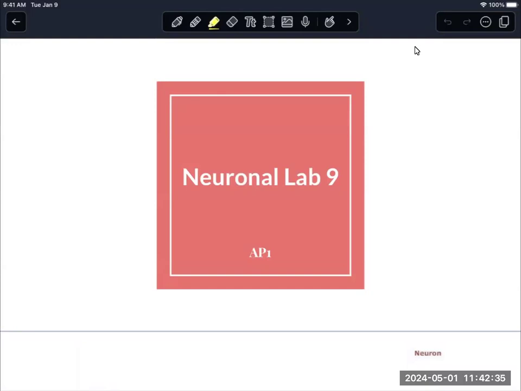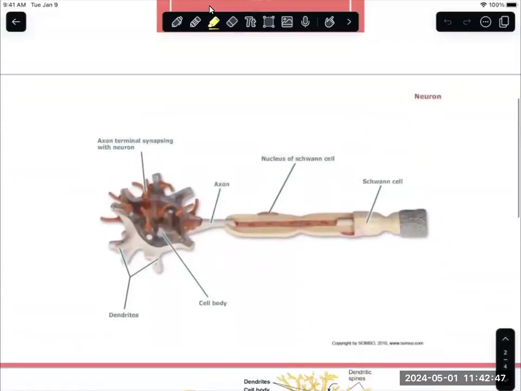Today, we are going to look at neurons. We're going to look at the different parts of a neuron, what makes up these different neurons, and the specific models we have for neurons. This is the specific model that we will use for a neuron. So let's look at our lab sheet.